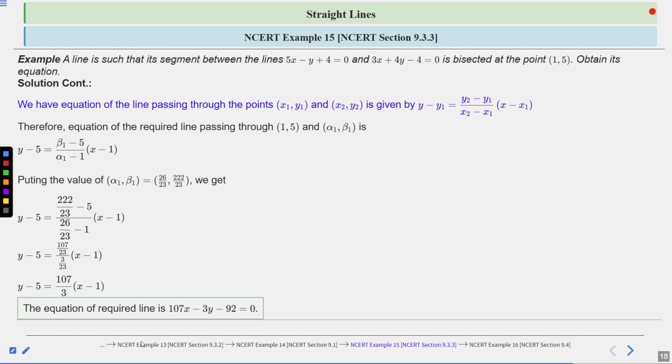So the equation of the required line is 107x minus 3y minus 92 equal to 0. Okay, so this is the equation of the line which is required to us. I hope it is clear to all of you. So now let us move on to the next example.